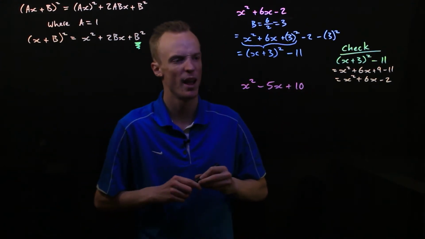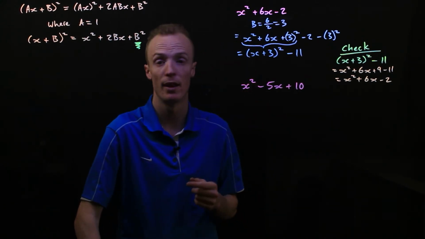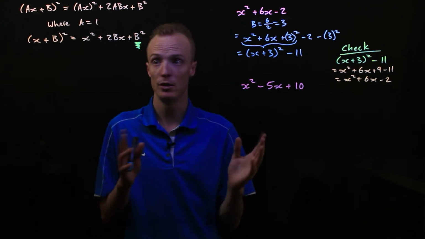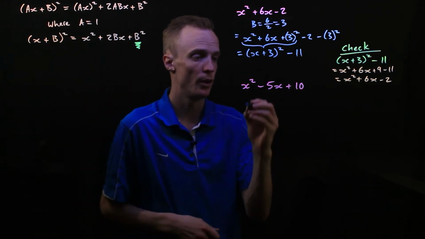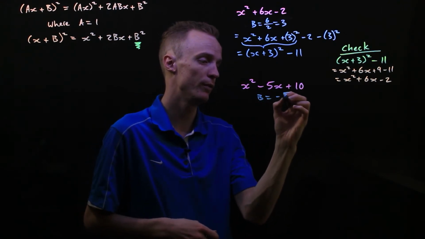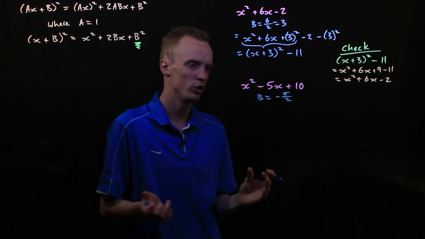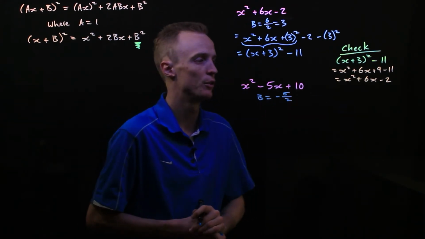Let's have a look at what happens here. Well, my first step is to identify what my b value would be here. And to do that, I halve my middle term here. So my b value is going to be equivalent to negative 5 on 2, which doesn't simplify any further nicely. So let's just leave it as -5 on 2.